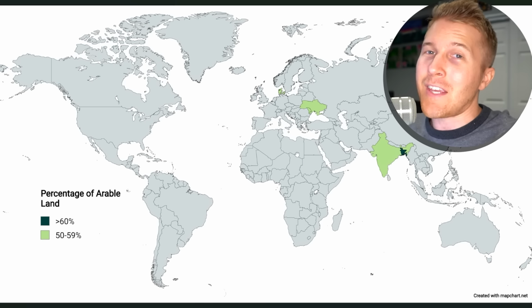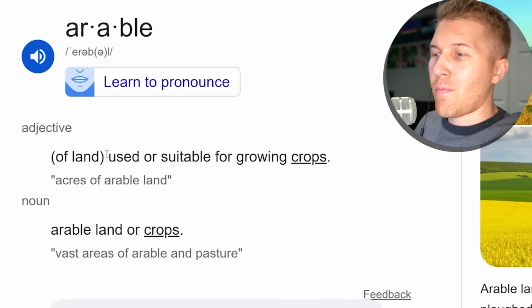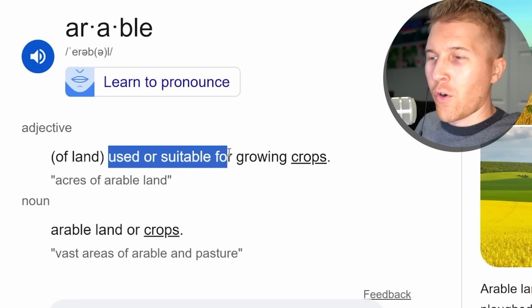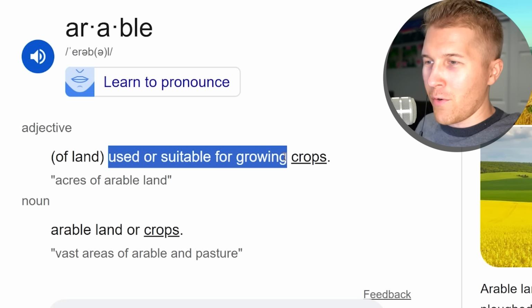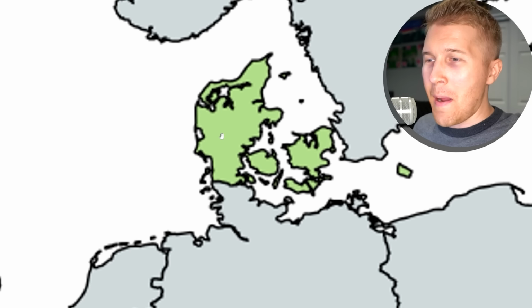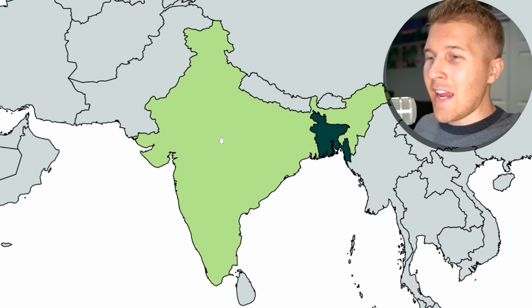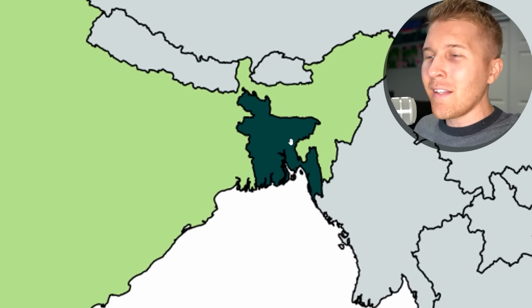Growing food seems like an important thing all countries should be able to do. Well, believe it or not, there's actually only 5 countries that have 50% of their territory able to do that. Arable. Arable, or used or suitable for growing crops. Kind of important, right? There's only 5 places on Earth with over 50% of its territory being arable. That is Denmark, that is Ukraine, that's Moldova, that's India, and then the big one here, Bangladesh.